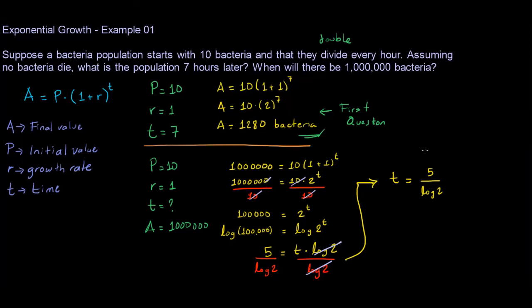We can solve this with a calculator, and let me tell you exactly how much it would be. The time would be equal to 16.6, which, in other words, means we require 16.6 hours to have 1 million bacteria given the starting conditions. So this would be all for the second question. And with this we are basically done with this video.